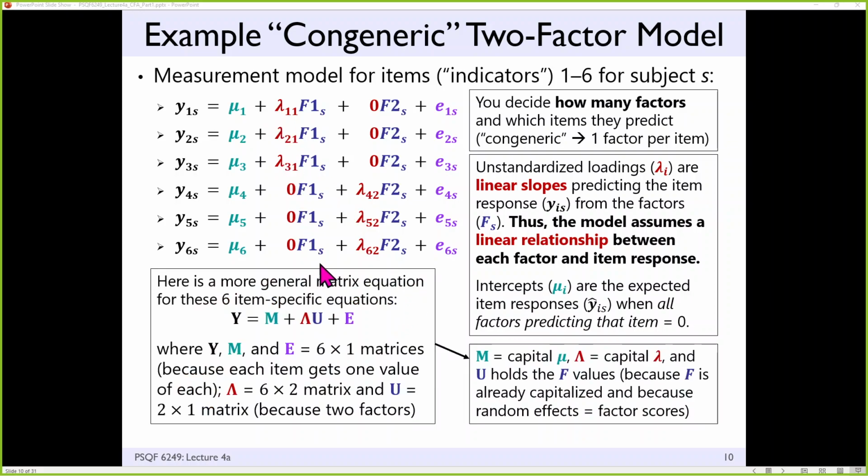Here is a more condensed way to write this set of 6 equations into a matrix form. So if you wanted to do it that way, we could have a vector of the y's, a vector of the mu's, so I used capital mu for that, a vector of the lambdas, and then I decided to use u for the collection of the f's because f is already capital and it's going to break my system. But if you come to the rest of my coursework in multi-level models, you will learn that factor scores are the same things as random effects, and random effects are used in that notation.